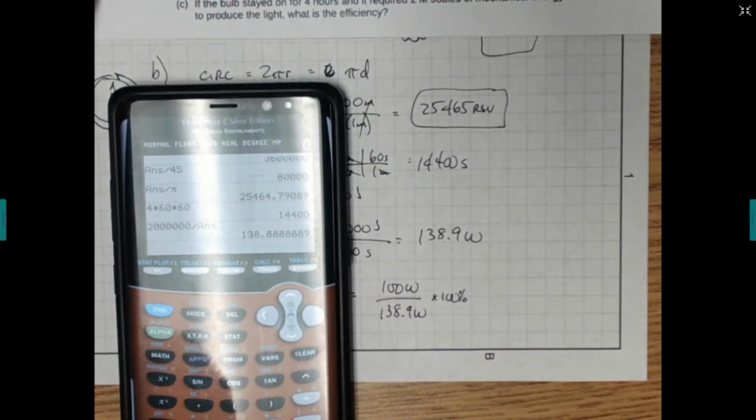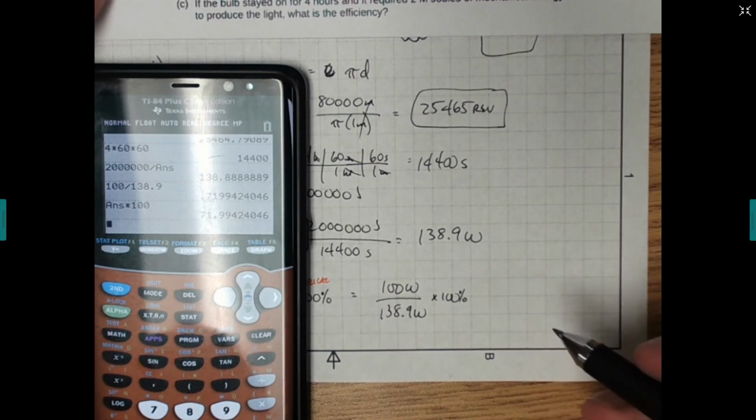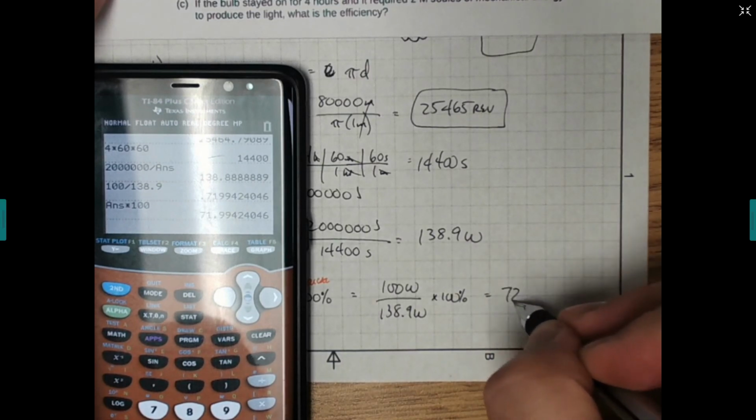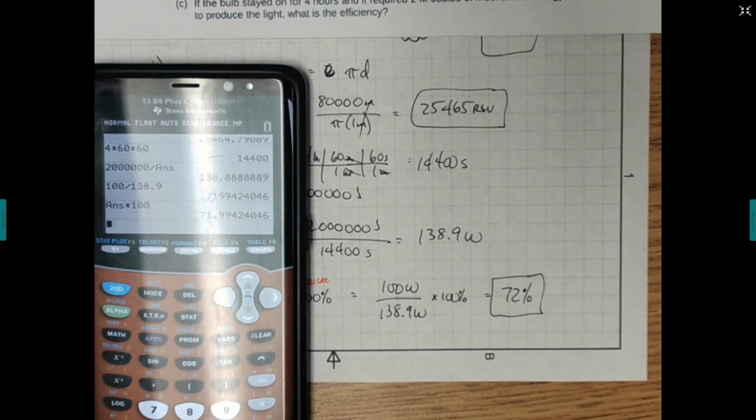So now we have 100 divided by 138.9. That's 71.9, and then multiply that times 100 to get percent. And we have 71.99. Let's just make that 72%. So it's 72% efficient. That was fun, wasn't it? All right, have fun.